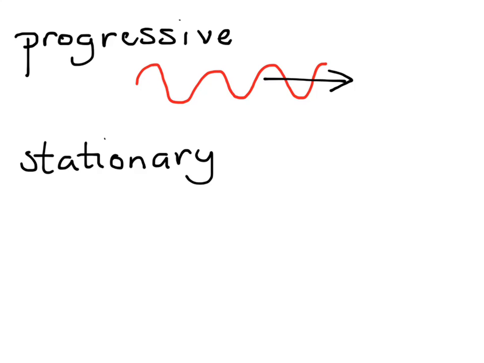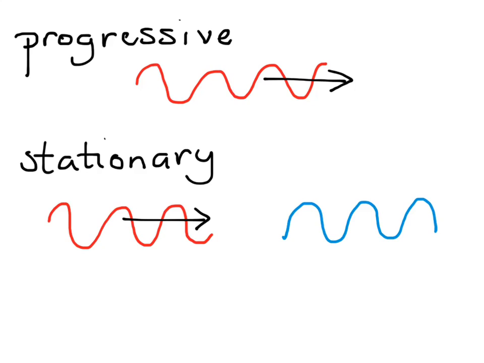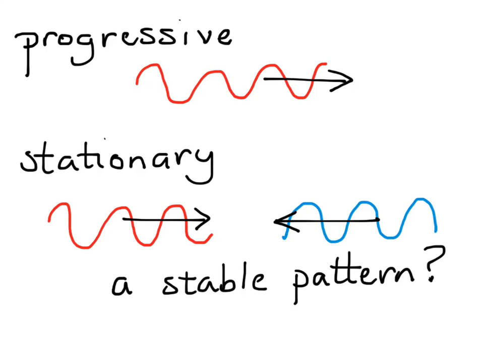Stationary waves, on the other hand, are where the wave appears to be standing still. And you can get that with two waves that are travelling through each other. But you need special conditions to apply. So you need conditions where you can get a stable pattern. So the question is, how do you achieve that?